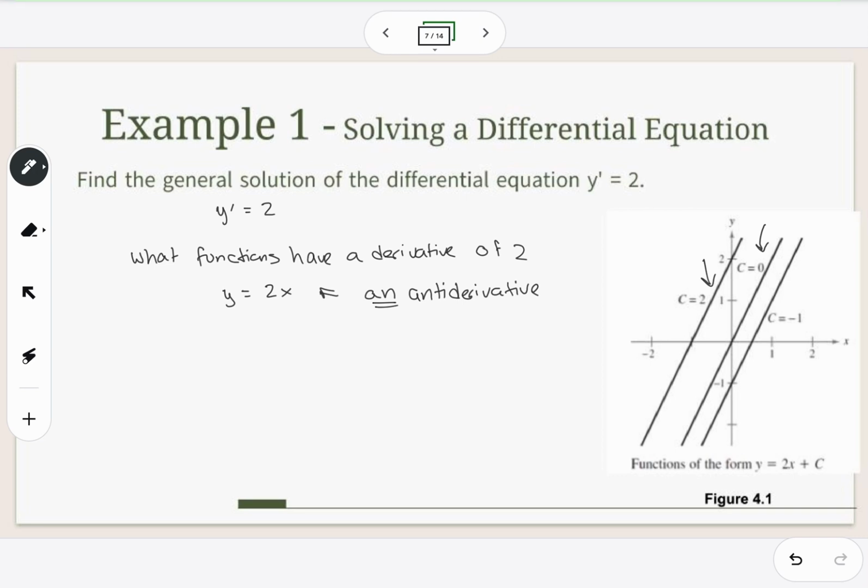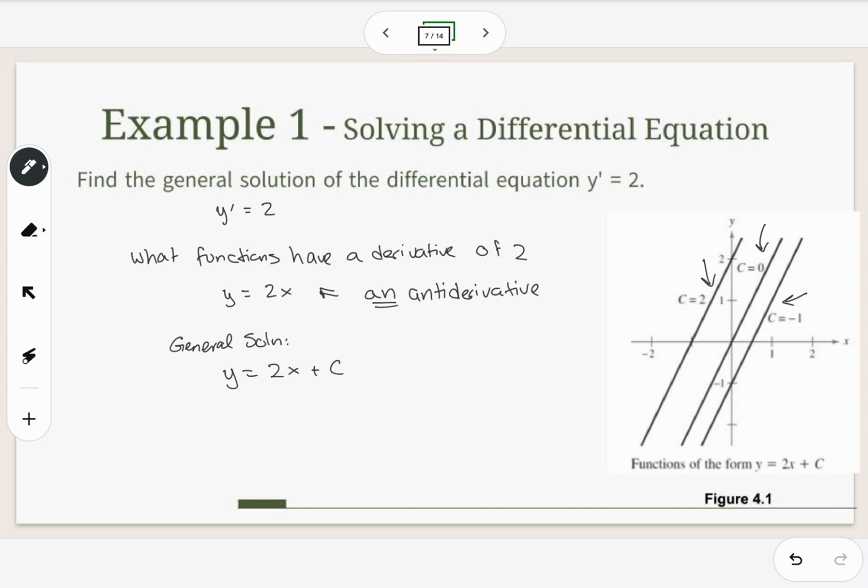You still have the same slope, though, right? You still have the same derivative. What if c was -1? Well, then your line would look like this one over here. Same slope, but different antiderivative, okay? So for this one, your general solution then would be y equals 2x plus c, plus that graphical, that constant over there, okay?